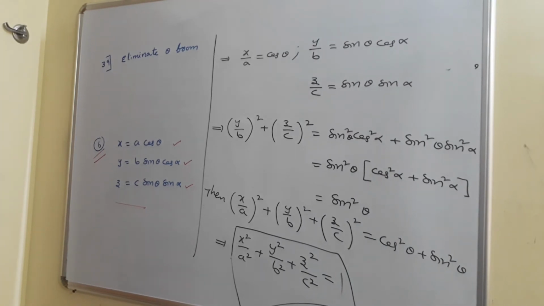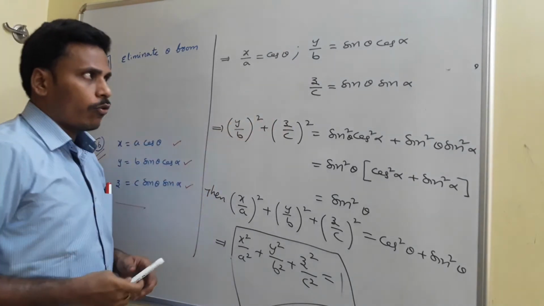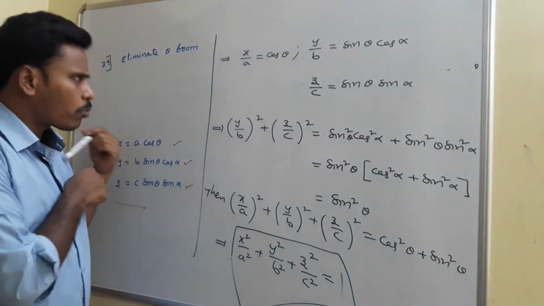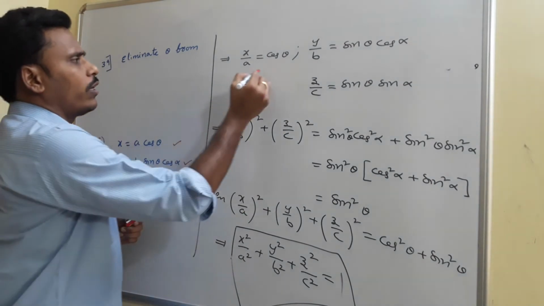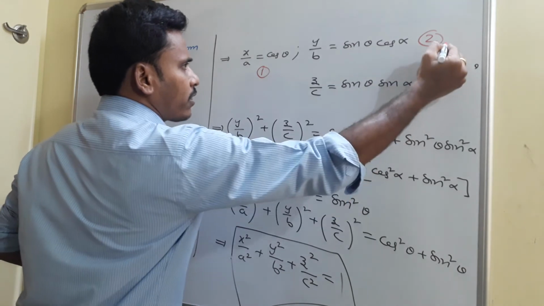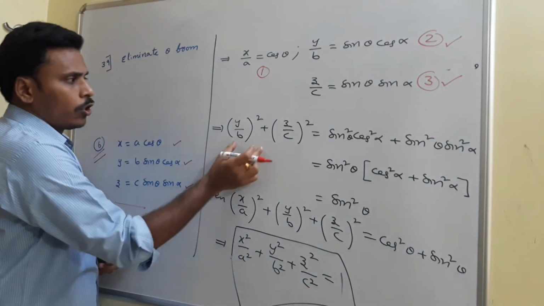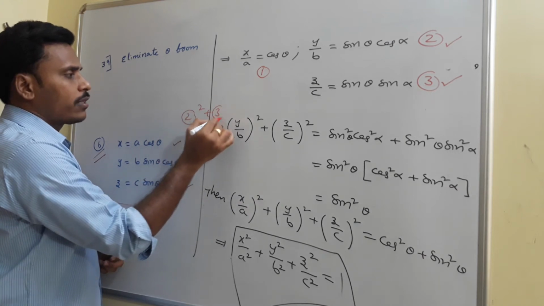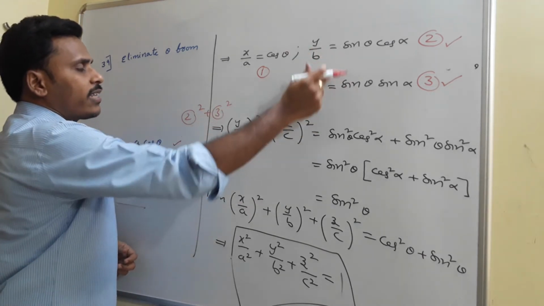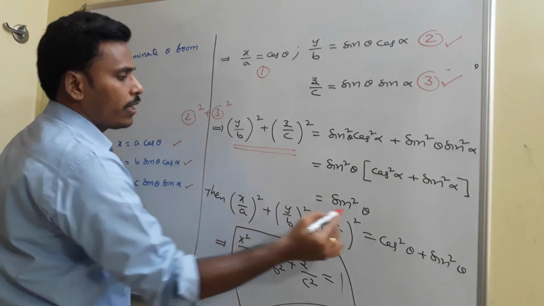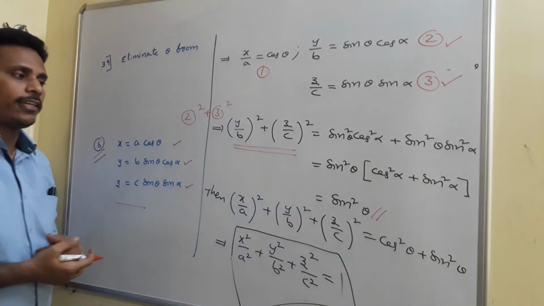Look at the problem once again. Okay. See, actually x by a, y by b, z by c I have. First of all, square these two. Otherwise, you can just mark these three as 1, 2 and 3. Take it as 1, take it as 2, take it as 3. First of all, square these two and add. 2 square plus 3 square. See what I did? I did 2 square plus 3 square. If you square and add the second equation and third equation, you will get y by b whole square plus z by c whole square is equal to sin square theta.